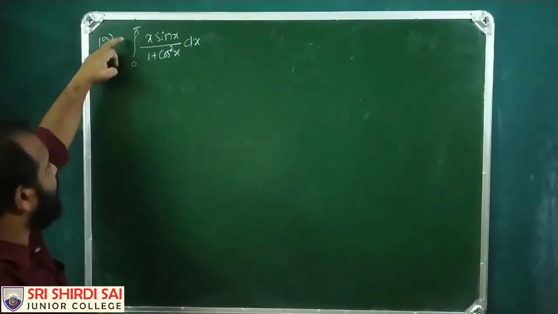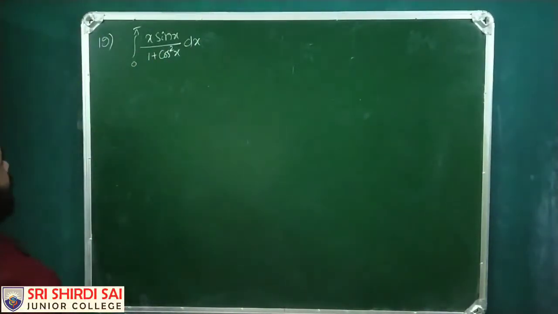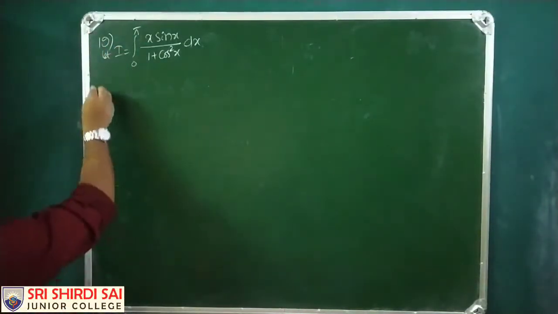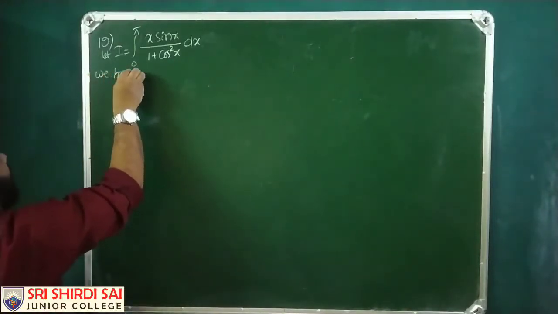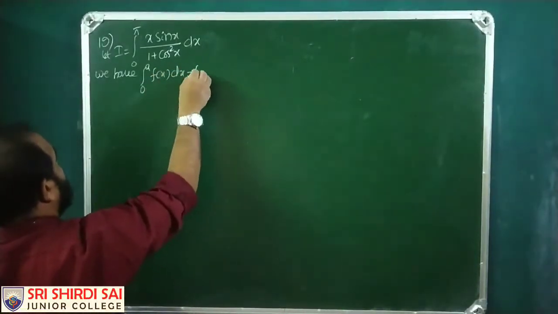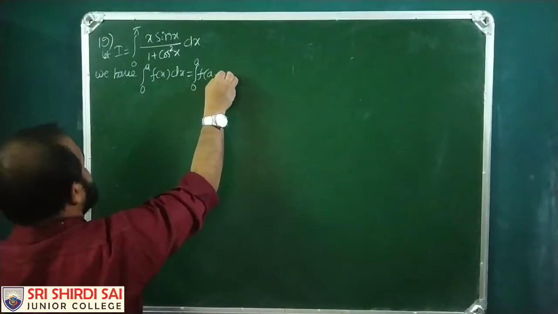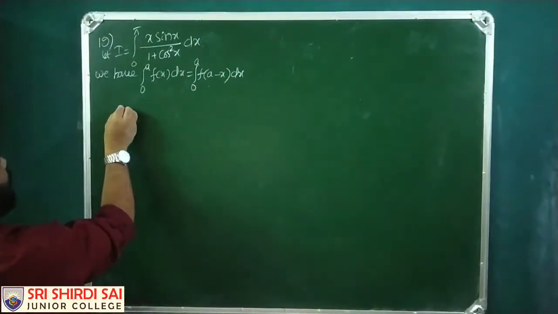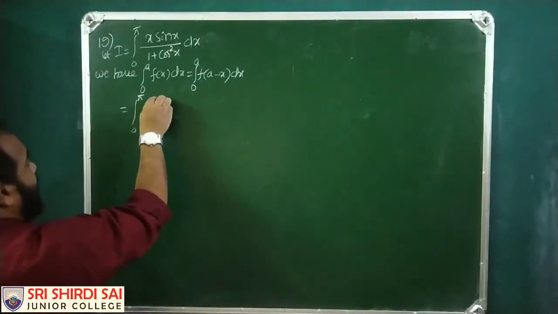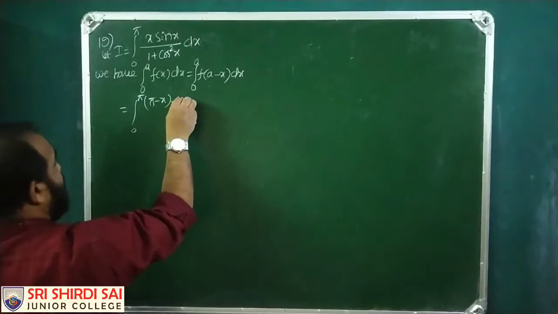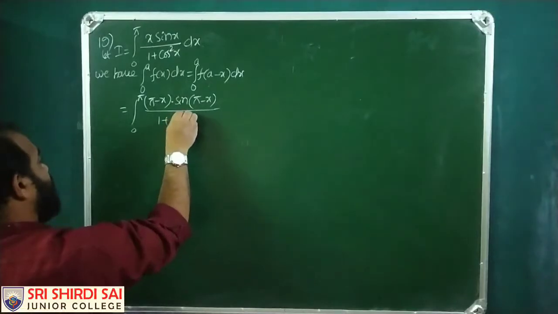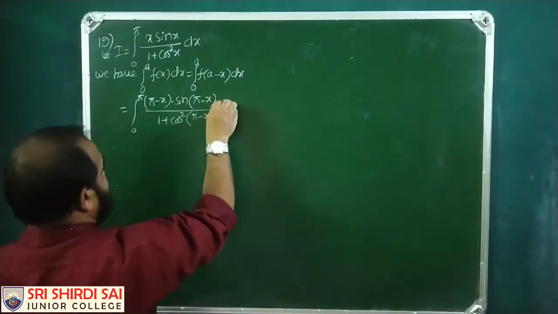So the next question is 0 to pi x sin x by 1 plus cos square x dx. So let us take this to be I as usual. So we have integral 0 to a f of x dx is equals to integral 0 to a f of a minus x dx. So this is equals to integral 0 to pi, pi minus x sin of pi minus x by 1 plus cos square of pi minus x dx.